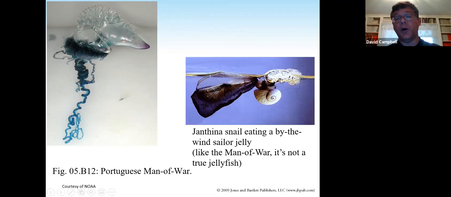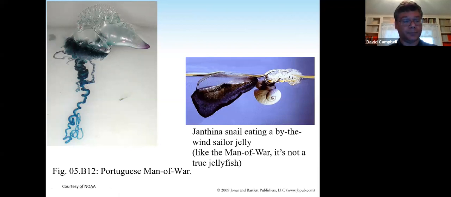And by hanging onto its bubble raft, it keeps from sinking. Otherwise, the shell would be heavy enough to keep it going down, but thanks to its raft, it can float around, and it eats things like by-the-wind sailor, or may even munch a bit on a Portuguese man-of-war here.